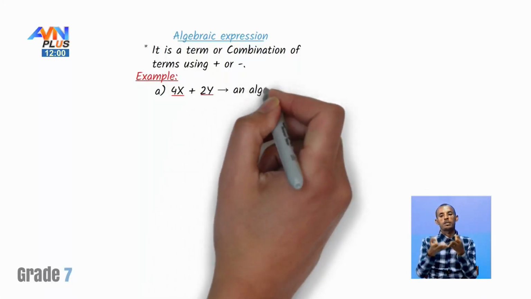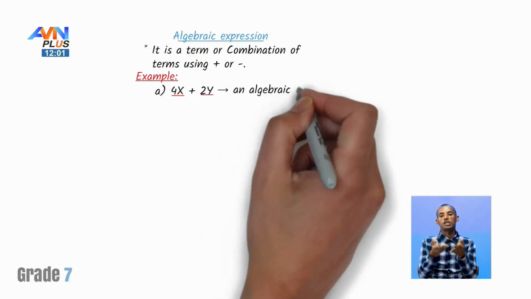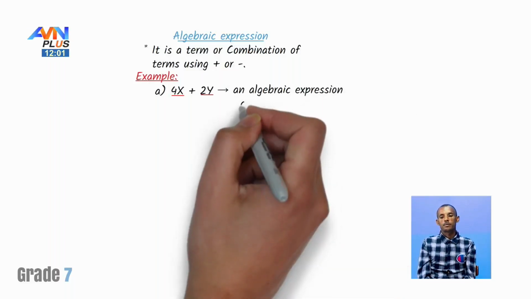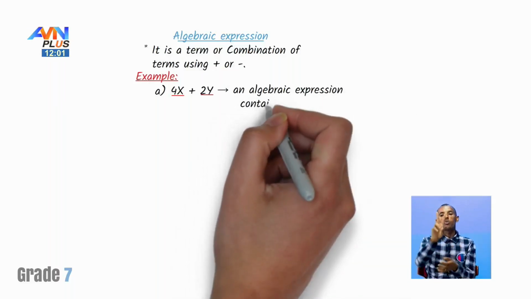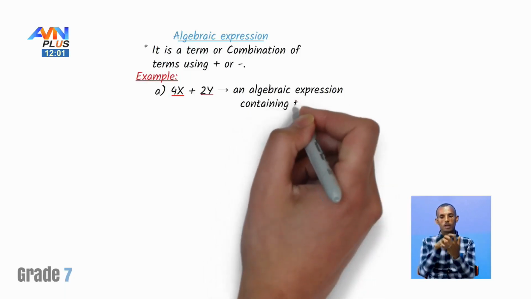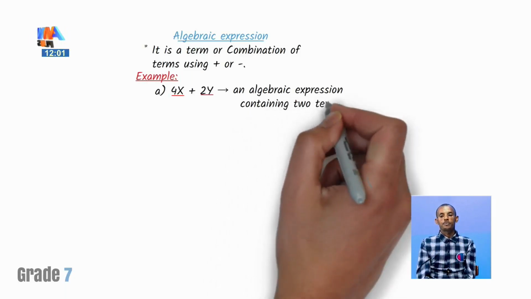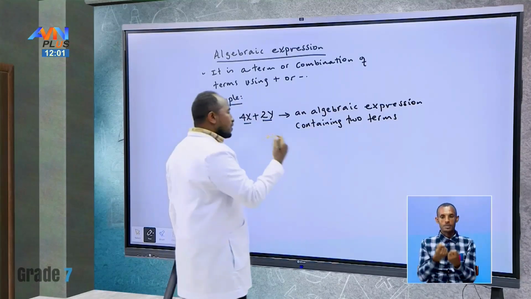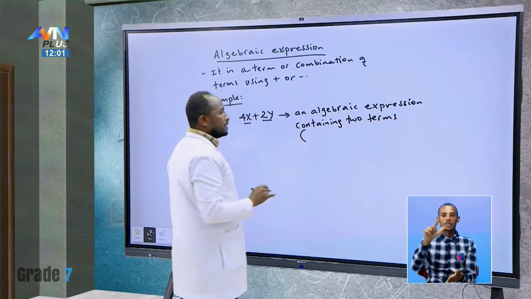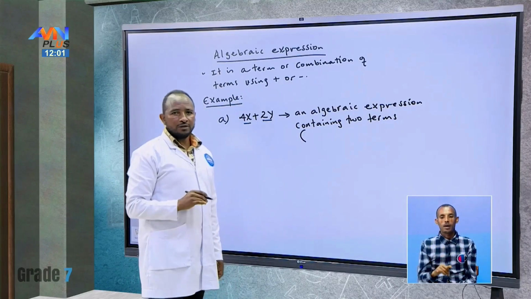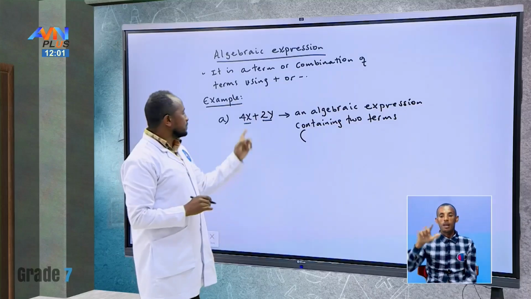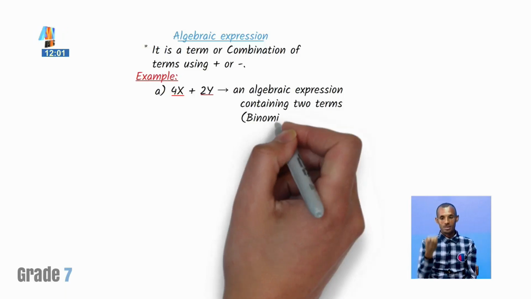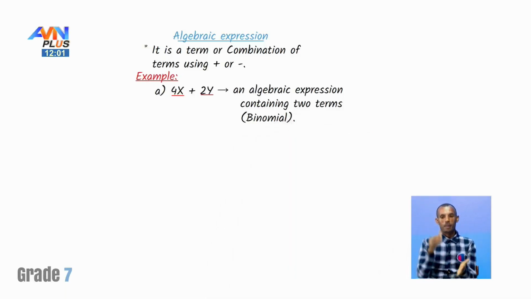It's an algebraic expression containing two terms, and we call such an algebraic expression a binomial. It contains two terms, so this algebraic expression is a binomial.